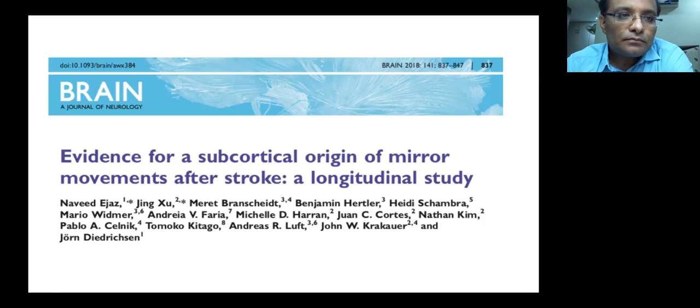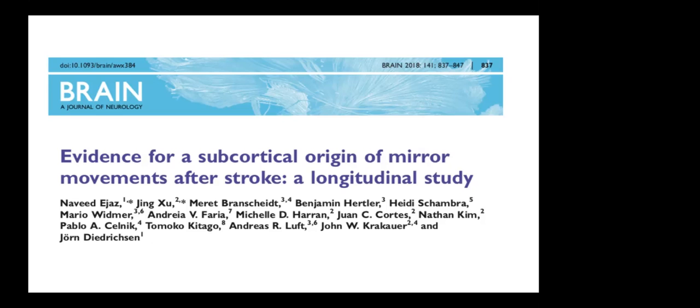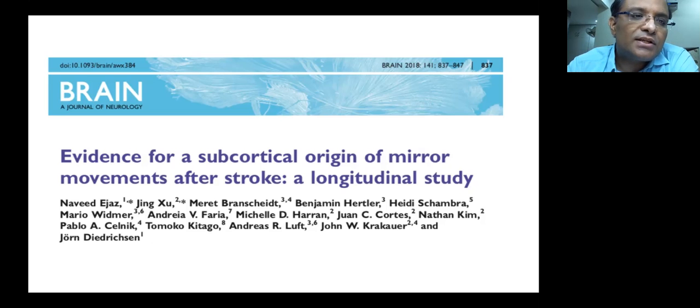force. Now coming to the mirror movements in stroke, there is one good paper, a review article, which has shown that probably the cortex is not the source of mirror movements in cases of stroke, and they say that there is evidence that it is possibly a subcortical origin rather than a cortical origin.